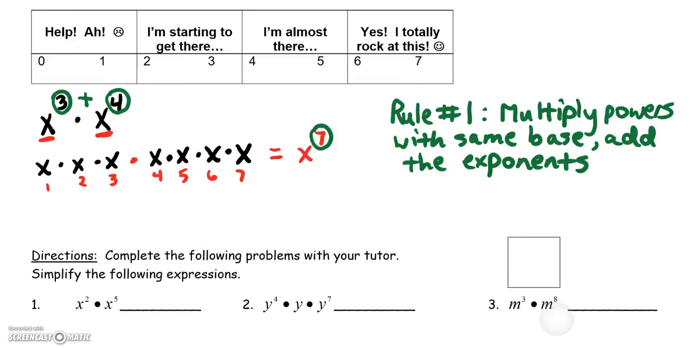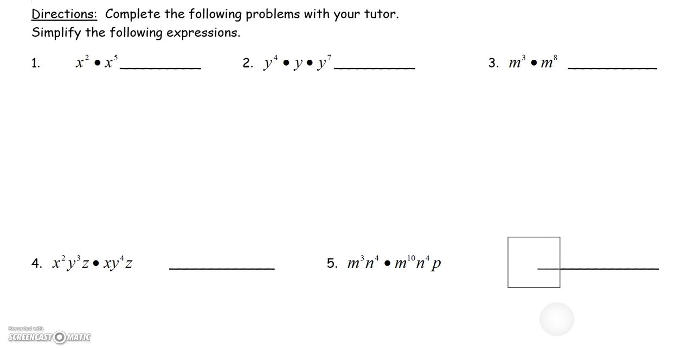Let's see how that rule applies to the problems below. In problem number 1, we have x squared times x to the 5th. They have the same base, both being x. So we can take those exponents and add them together. 2 plus 5 is 7, and so the answer for number 1 is x to the 7th.